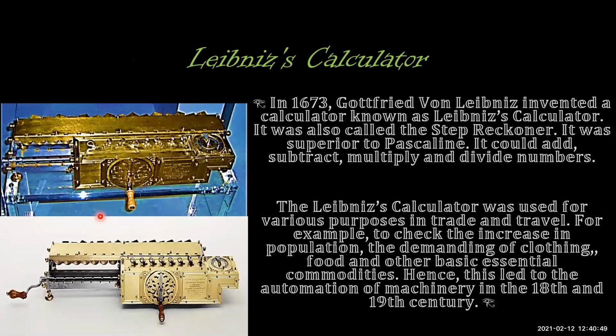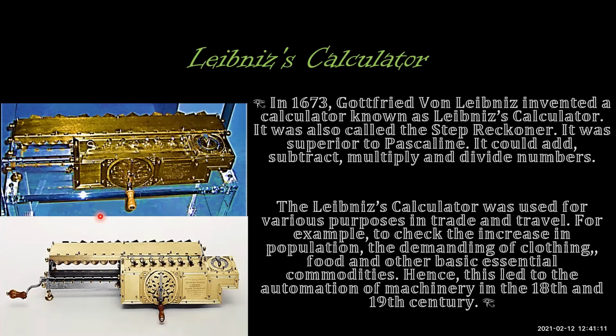Next comes Leibniz's calculator. In 1673, Gottfried von Leibniz invented a calculator known as Leibniz's calculator. It was called the Stepped Reckoner. It was superior to the Pascaline. It could add, subtract, multiply, and divide numbers.